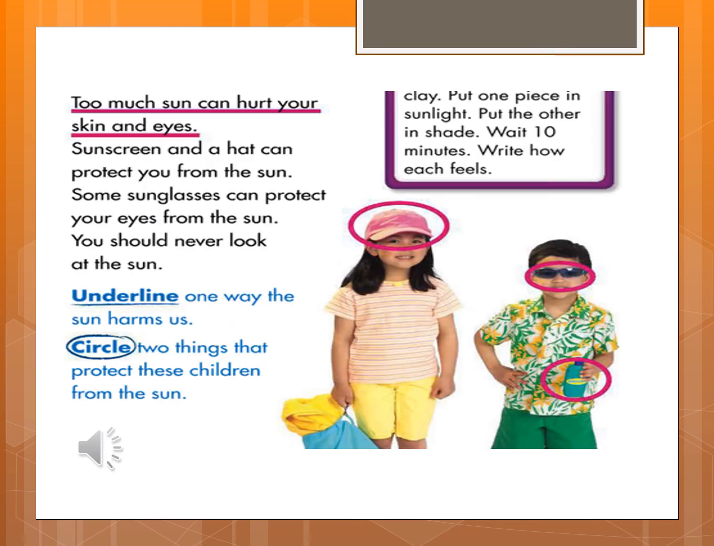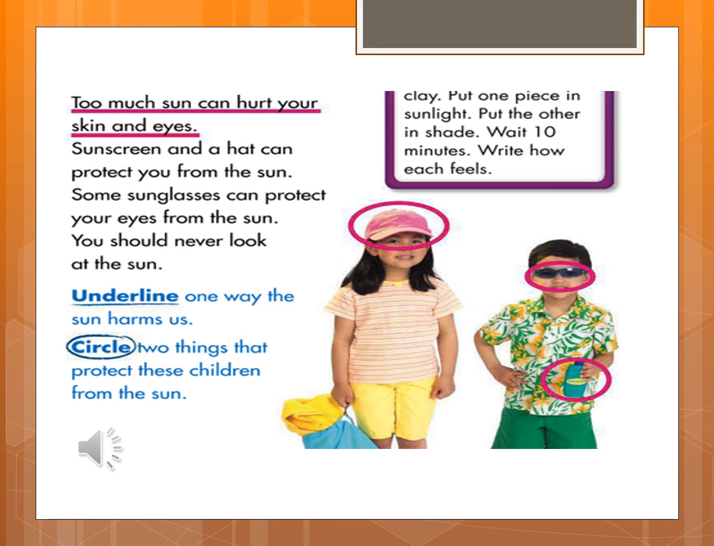Open your book, page 117. Look at the end of the page. Underline one way that the sun harms us. You will underline what? Too much sun can hurt your skin and eyes.